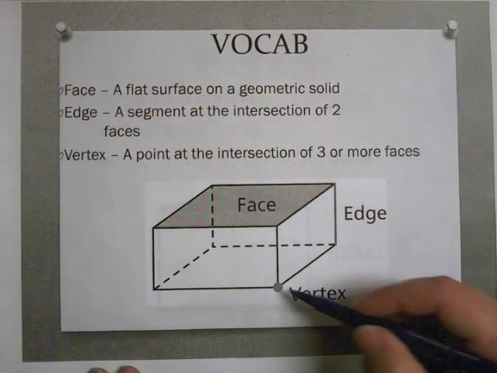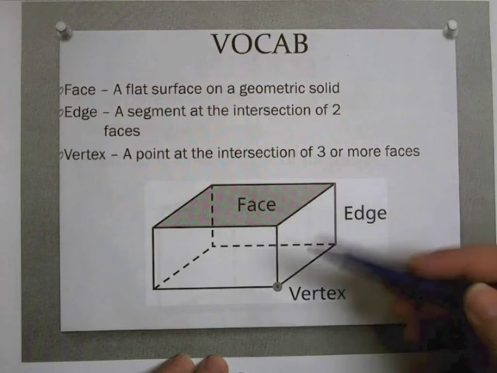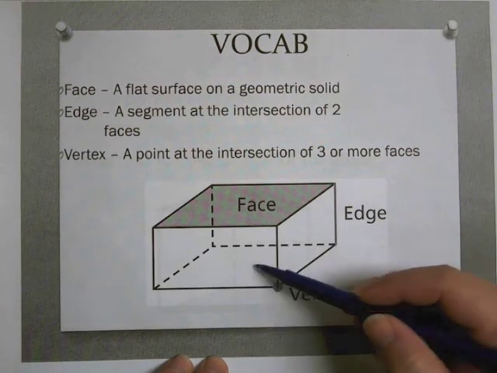And the vertex is the corner. Okay, the point that intersects three or more faces. If you notice, this vertex right here connects the bottom face and these two side faces.